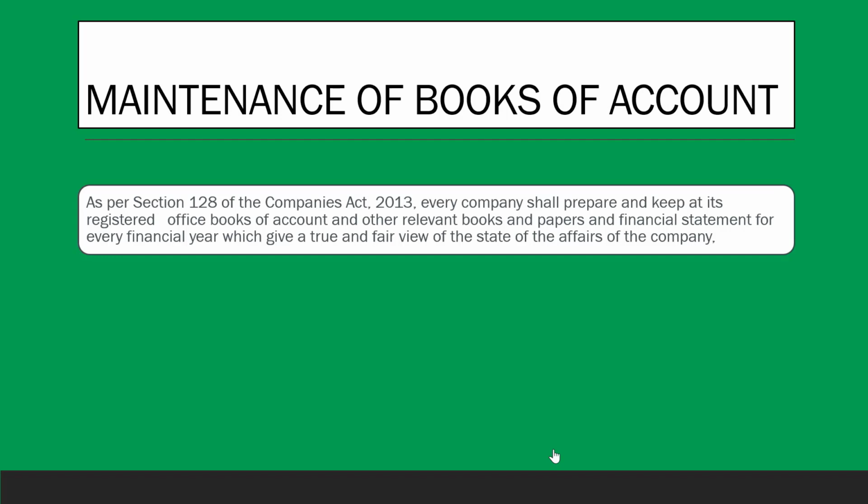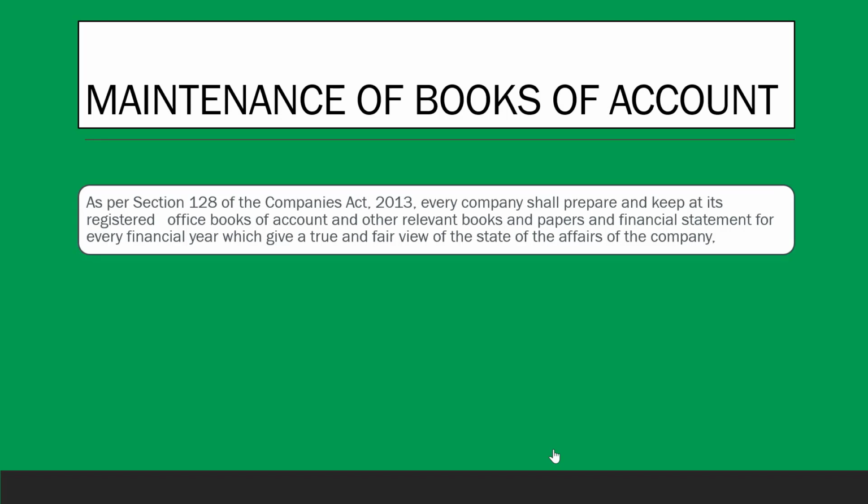Whatever assets they own, they should be owned really by the company. They have the true ownership of those assets, and similarly all the obligations, all the liabilities which the company has towards any other party, should also be reflected in the books of account as well as in the financial statements. So it is giving a true and fair view of the state of affairs of the company. Now auditors generally, when they come, say that the books are giving a true and fair view of the state of affairs of the company, which means they're giving a clean chit to the company when they write this sentence.